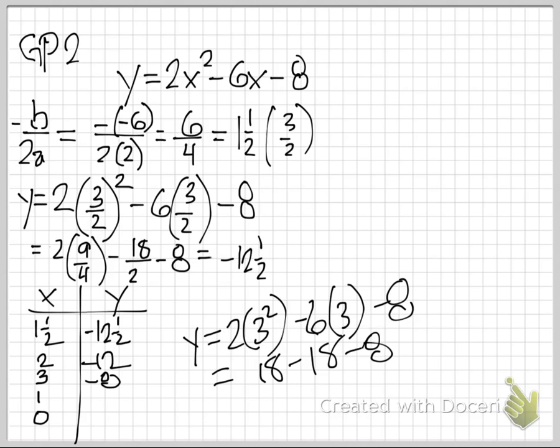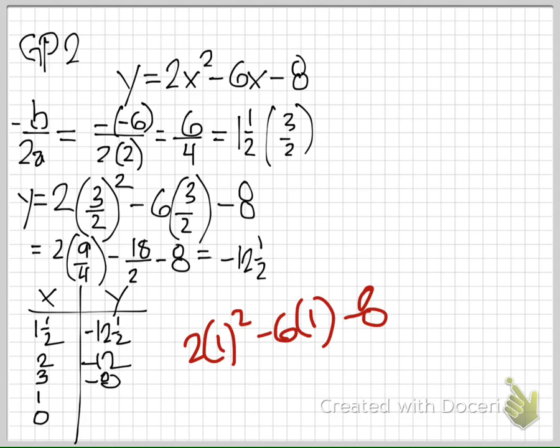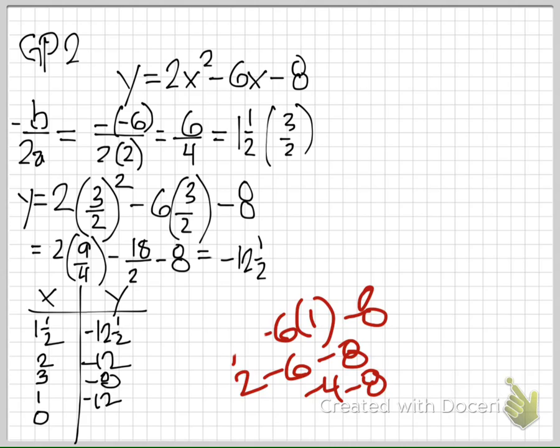Okay. You continue the process with your 1. So 2 times 1 squared minus 6 times 1 minus 8. Well, that's 2 minus 6 minus 8. 2 minus 6 is negative 4. Negative 4 minus 8 is negative 12. That works out. There's our symmetry. That's what we're looking for.